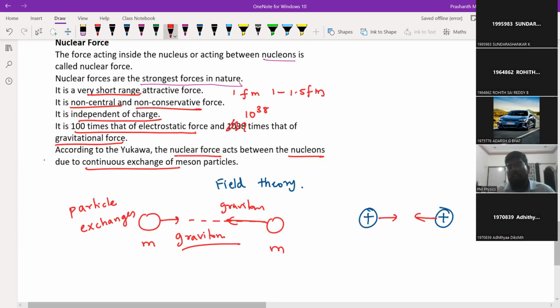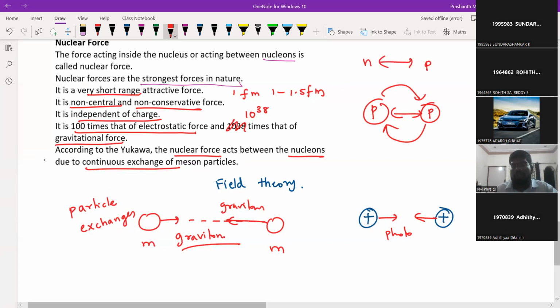And for charges, the force is due to exchange of photons. This particle will send some photons, that particle will send some photons. So like that, the particles are being exchanged between them, and that is responsible for the force. And here, the nuclear force is due to meson exchange. If there is a proton with a strong nuclear force, this is going to send some mesons, that is going to send some mesons, and due to the meson exchange, the strong nuclear force is there. And between neutron and proton also, the mesons will be exchanged. Between neutron and neutron also, the mesons will be exchanged.